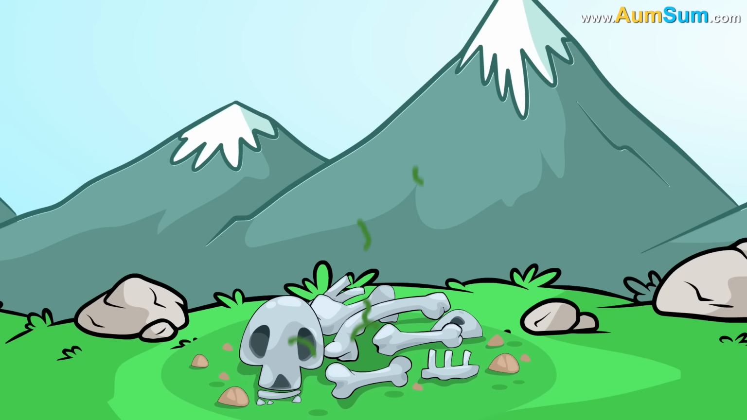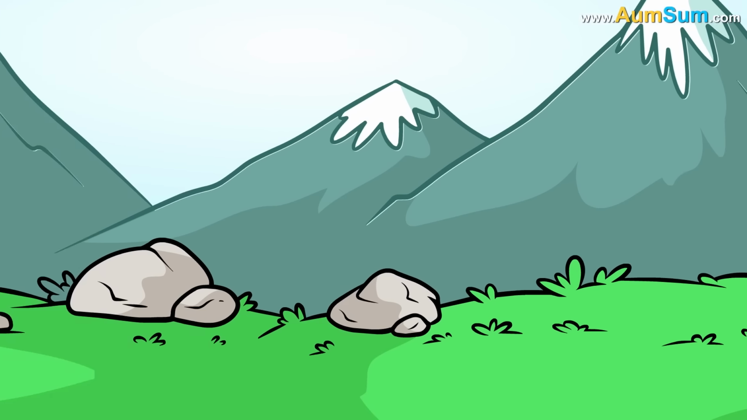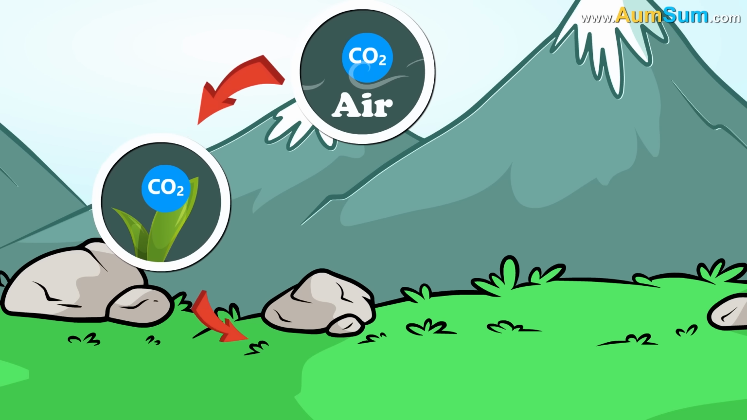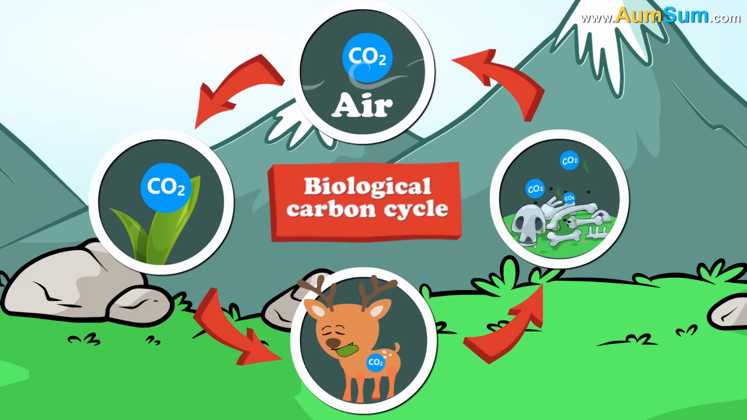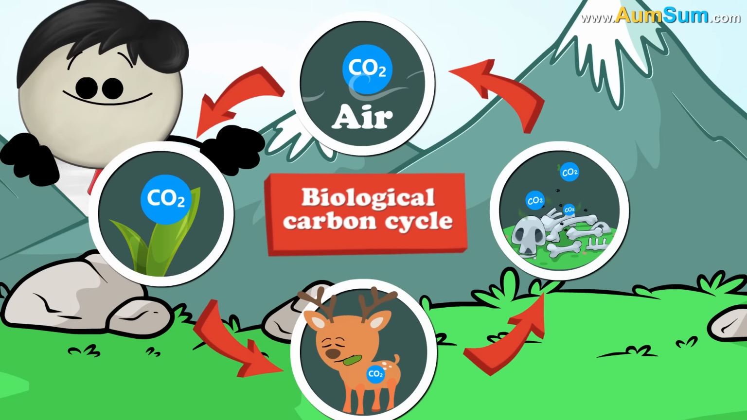Also, when plants and animals die, they start to decay. Decomposers act on the dead organic matter, releasing carbon dioxide. Thus, the carbon content that was taken in by the organisms is released back into the atmosphere, marking the end of one biological carbon cycle.